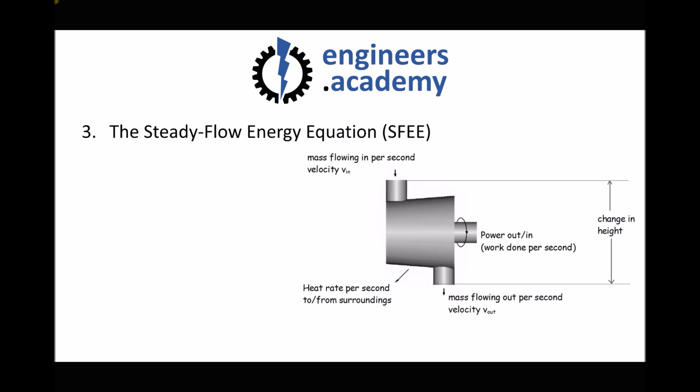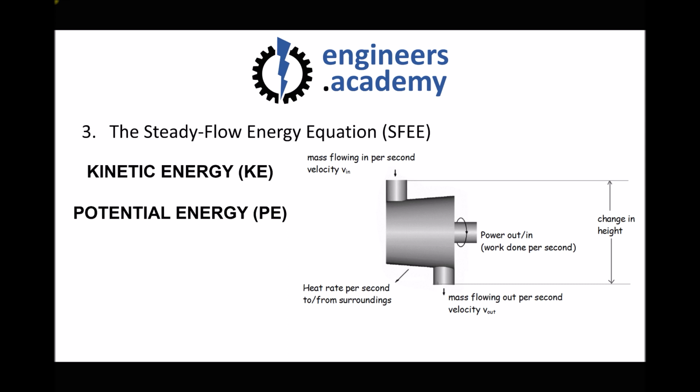So what different types of energy do we need to consider? First of all, we need to consider kinetic energy. We can see from our diagram that the fluid flowing into the system has a velocity, and we can see that the fluid flowing out of the system has a velocity. So we don't know for certain that the kinetic energy of the fluid exiting the system is the same as the kinetic energy of the fluid entering the system. The other thing we need to consider is potential energy. We can see that the inlet to the turbine is at an elevation above the outlet to the turbine. So at the inlet we have more potential energy than we have at the outlet.